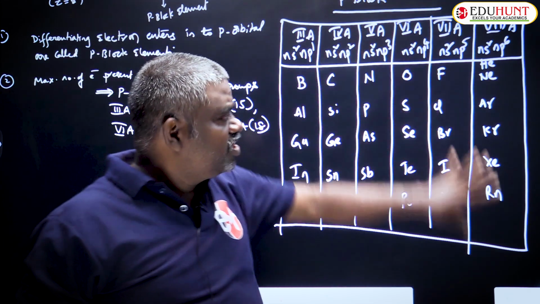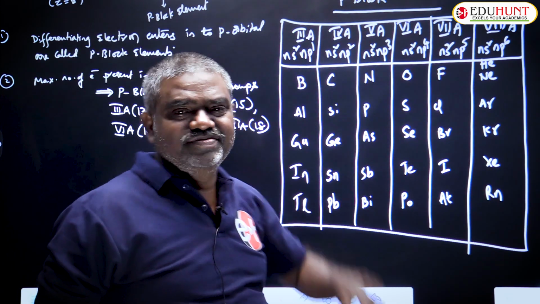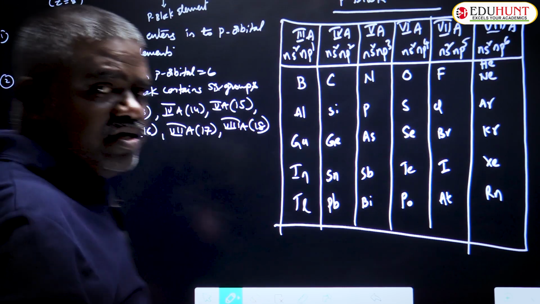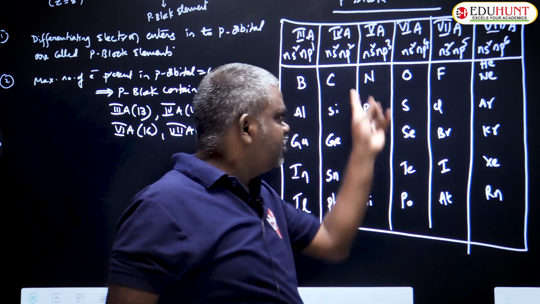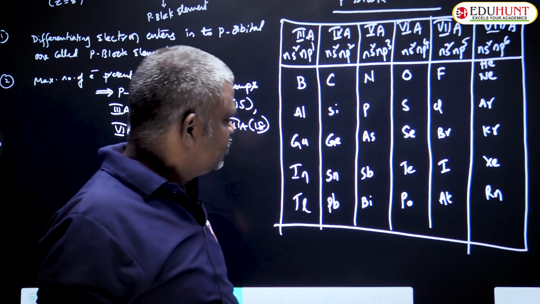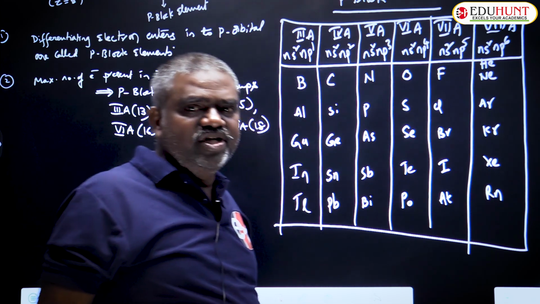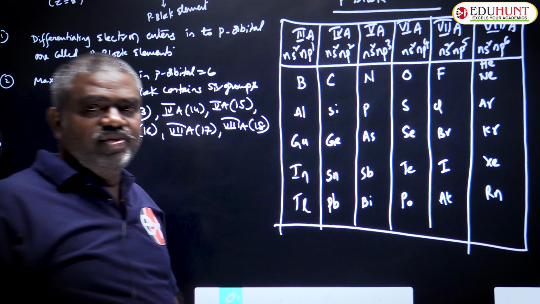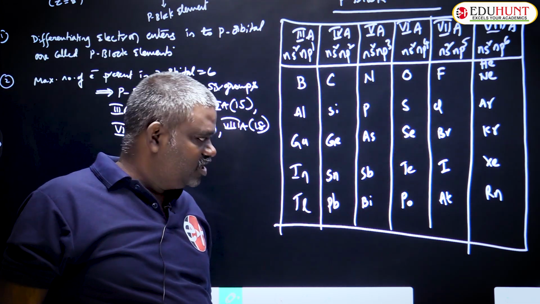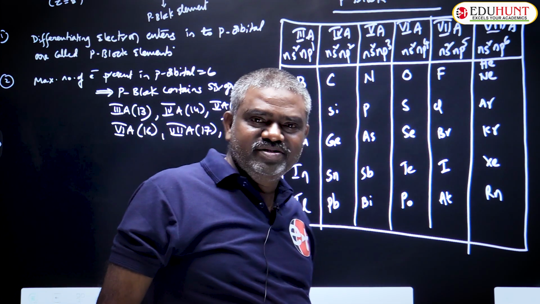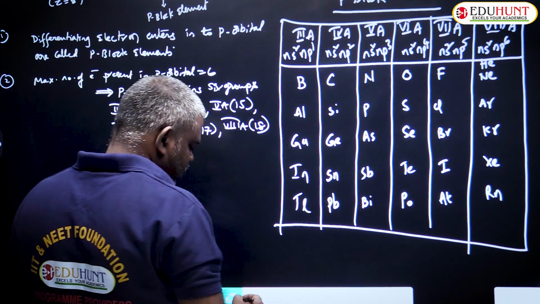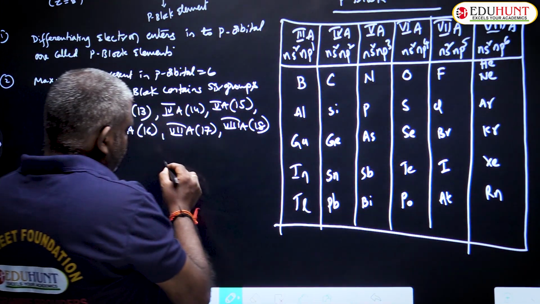So here p block elements are gaseous, meaning non-metals. Generally p block elements are non-metals. And if you take germanium, it is a metalloid; antimony is a metalloid. Metalloids exhibit both metallic and non-metallic character. Bismuth is a pure metal.